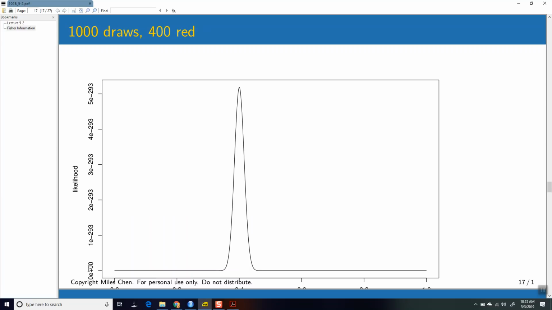Still going from 0 to 1, the spike here is also at 0.4, but what we see is that it's way more pointy. The only other values that are likely to produce this data are values like 0.39 and 0.41. The value of 0.5 has almost 0 likelihood of producing our data, and the value of 0.3 also has very low likelihood.